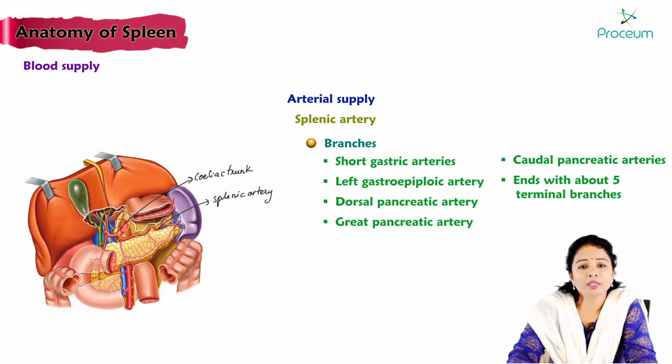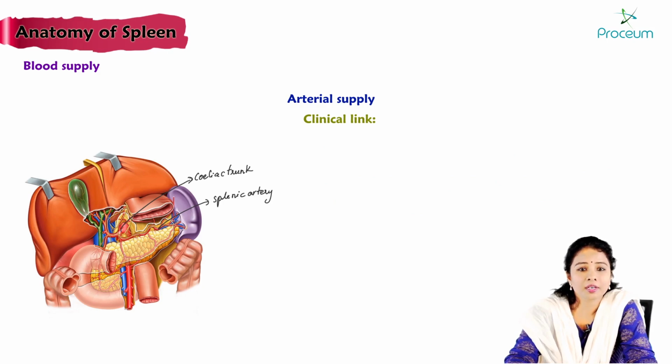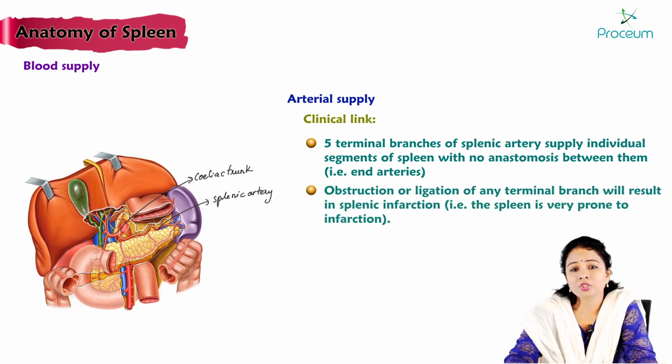So the 5 terminal branches of the splenic artery are clinically important because they supply the individual segments of the spleen with no anastomosis between them. So they are the end arteries, so that the obstruction or ligation of any terminal branch will result in a splenic infarction. That is, spleen is very prone to infarction.